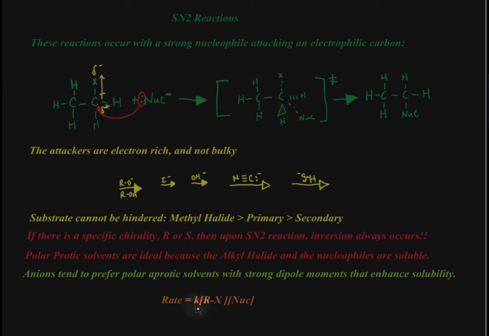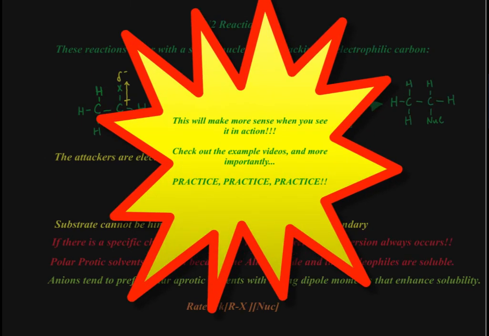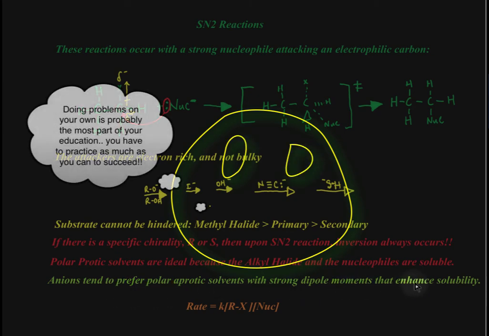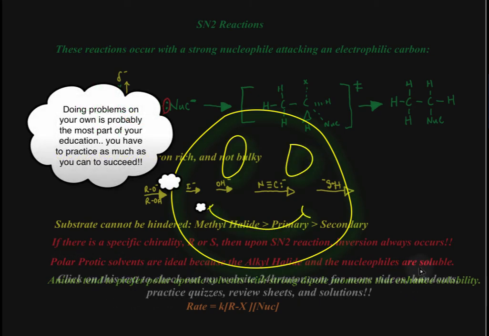This is an SN2 reaction, so the kinetics is dependent on the alkyl halide as well as the nucleophile that's attacking. Both of these are important. In SN1 reaction, it's just the alkyl halide that's important. That's basically it for SN2 reactions. I hope you now have enough confidence to try a few. Just know that it'll always come in the backside. Neither of these can be bulky. Polar aprotic are great for anions. Polar protic are good for the other ones.